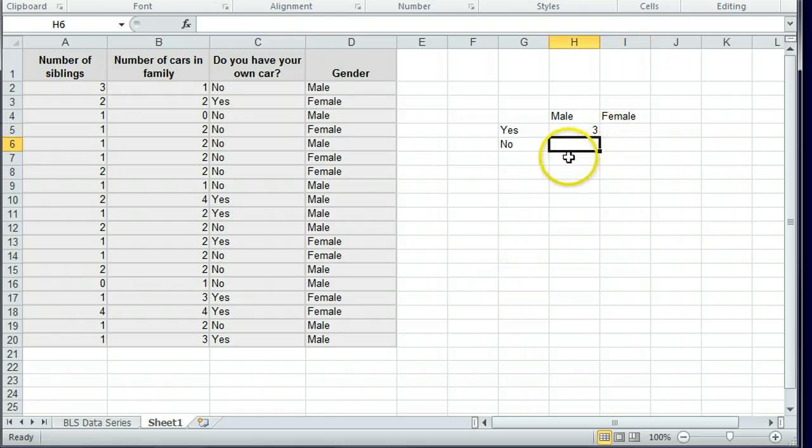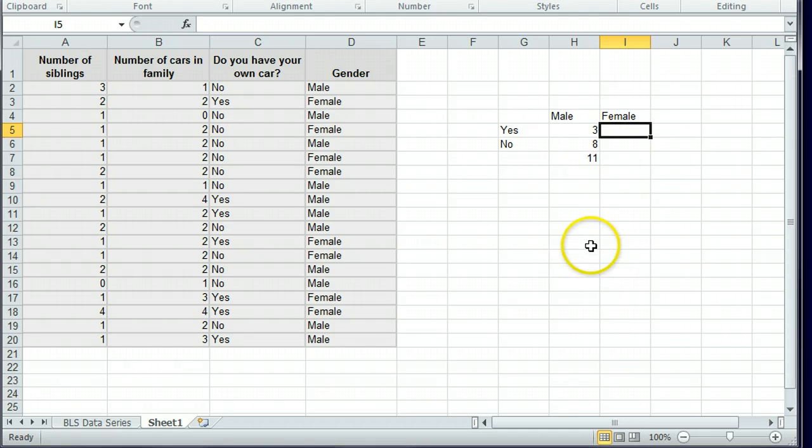And then I could go do my males that do not own a car. So I have 1, 2, 3, 4, 5, 6, 7, 8. And if you count those up, 8. So altogether I have 11 males. If I were to total it up, I would have 11 males.